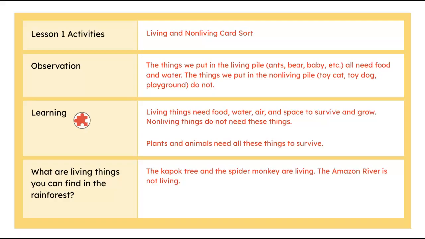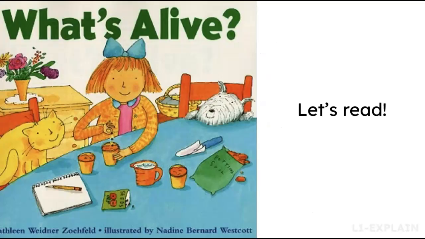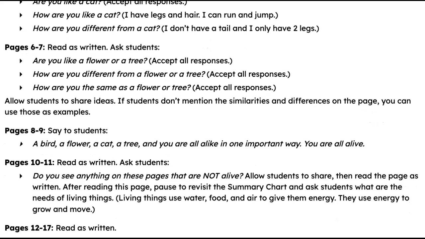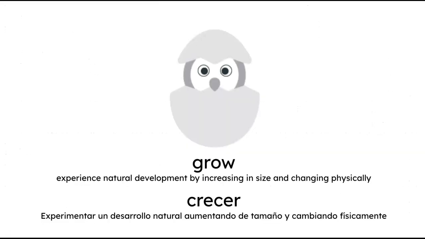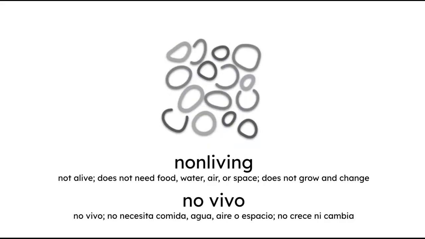From the discussion, students should understand that the kapok tree and the spider monkey are living. The Amazon River is not living. During the discussion, you'll post the pattern vocabulary card. You'll also read What's Alive? Use the Read Aloud Guide for questions to ask students while reading. You'll also post and discuss the Grow, Living, and Non-Living vocabulary cards.